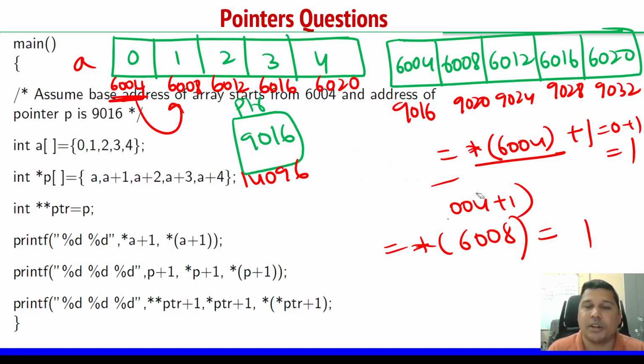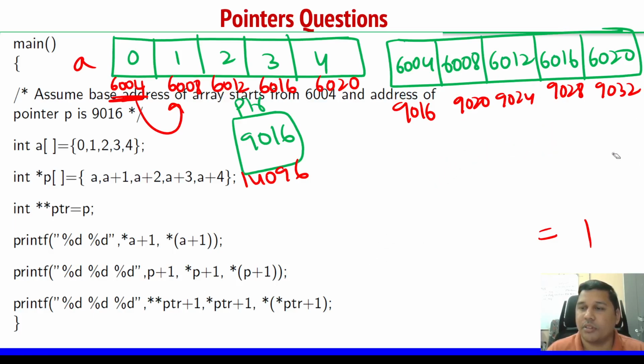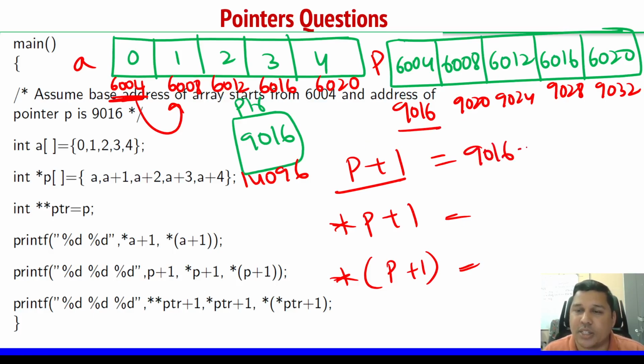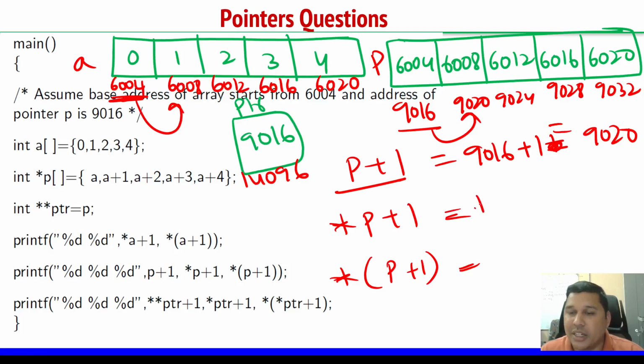Next one, p plus 1. What is the output of p plus 1? What is the value of p plus 1? Star p plus 1, star of p plus 1. Let us see the first one, p plus 1. P is the name of the array, so definitely it will give me 9016. 9016 plus 1 means it will go to 9020, the next block address.